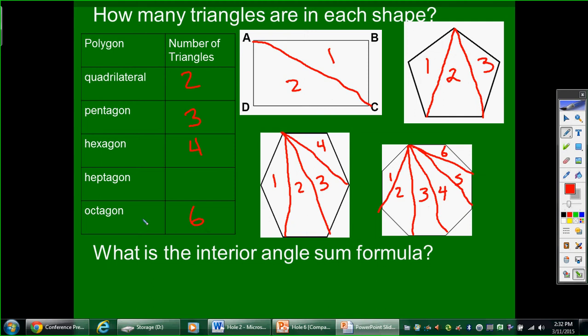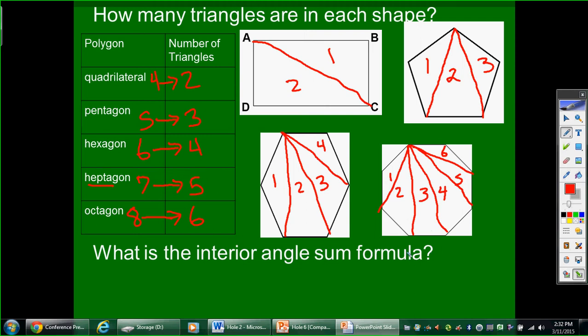And what you should notice, octa means 8, hexa 6, penta 5, quadrilateral 4. In each case, the number of triangles is 2 less than the number of sides or the number of vertices. The number of sides and vertices would be the same for each shape. A heptagon, hepta means 7. Based on this pattern, I would predict that a heptagon would split into 5 triangles.